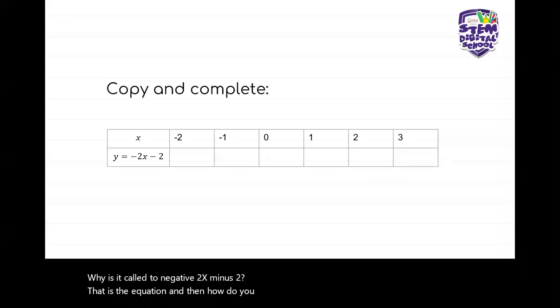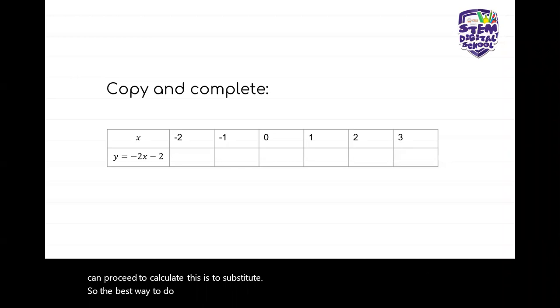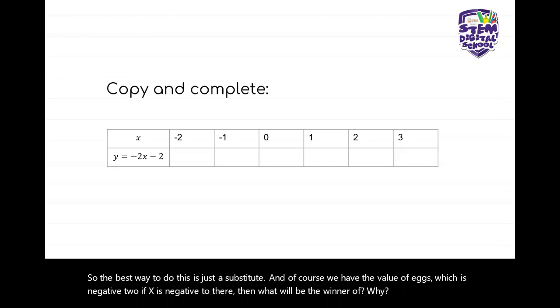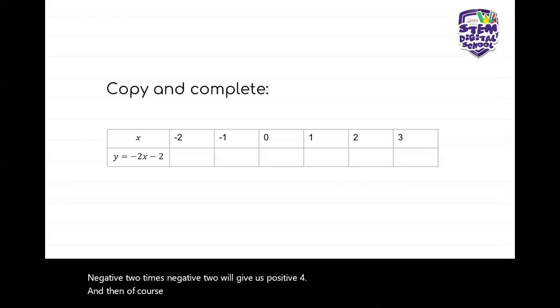And then how do you proceed? There is only one way in which you can proceed to calculate this, and that is to substitute. So the best way to do this is just to substitute. And of course, we have the value of x, which is negative 2. If x is negative 2, then negative 2 times negative 2 will give us positive 4. And then, of course, if you subtract 2 from 4, you will definitely get 2. So meaning that your y value will be positive 2.